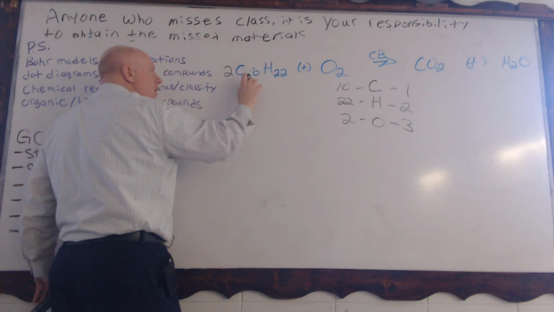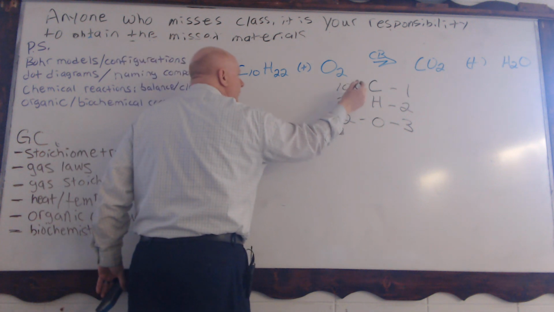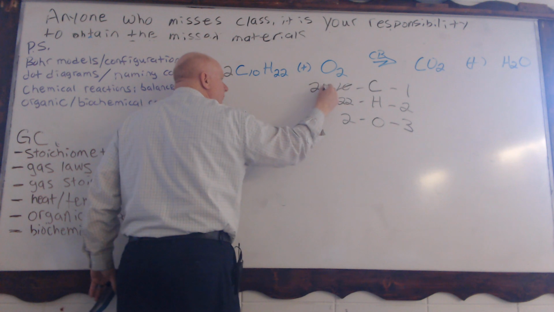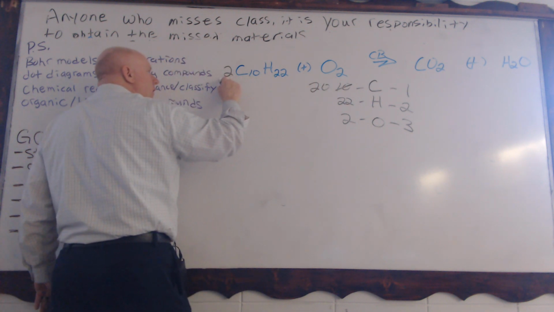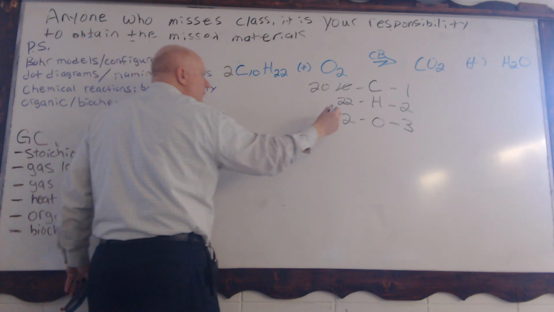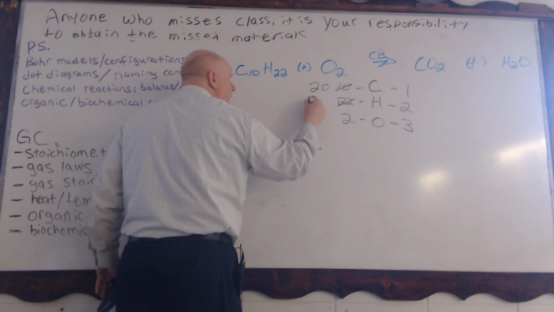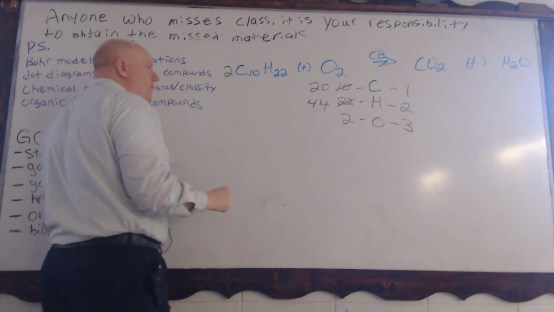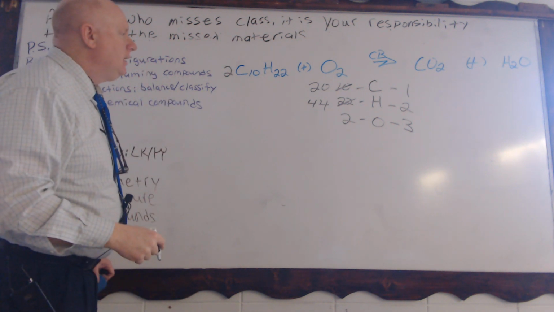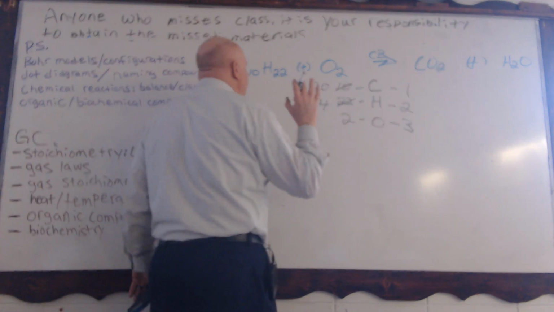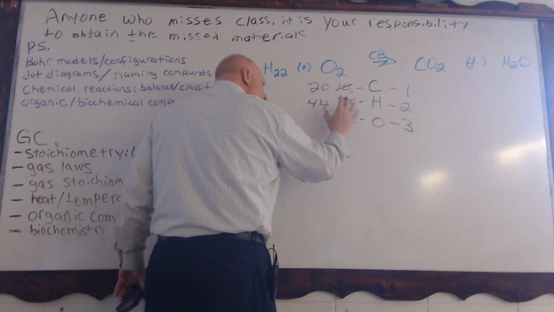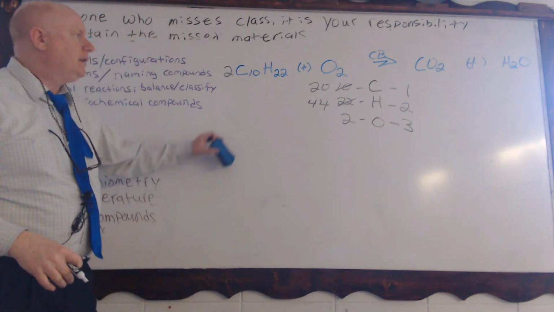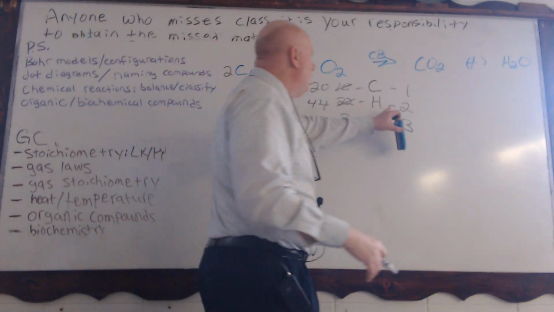So how many carbons is that now? 2 times 10. Okay, and then for hydrogens, 2 times 22, 2 times 2 is 4, 2 times the other 2 is 4. Okay, now I would suggest don't be so concerned about your oxygens yet. Let's finish over here with what we've done.